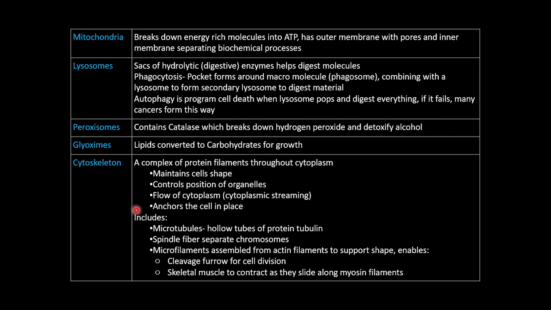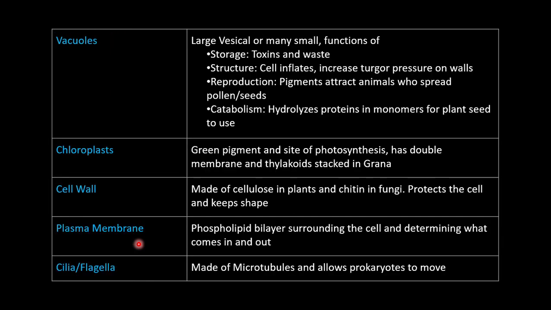It consists of microtubules, which are hollow tubes of protein tubulin; spindle fibers, which separate chromosomes; and microfilaments, assembled from actin filaments to support shape and enable cleavage for cell division, and skeletal muscles to contract as they slide along myosin filaments. Okay. We still got more.